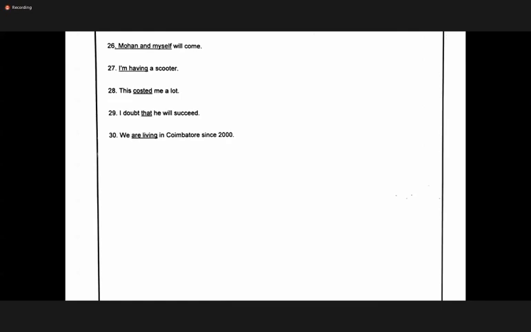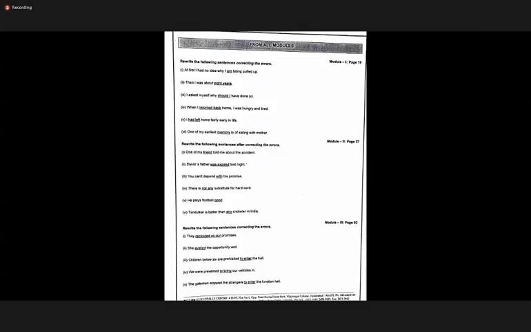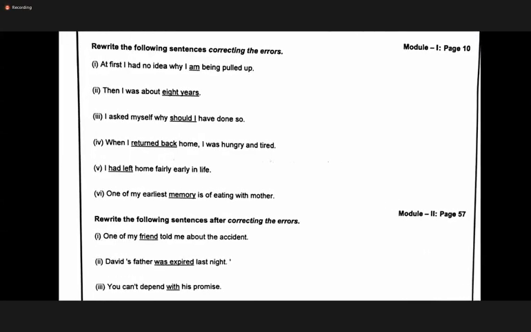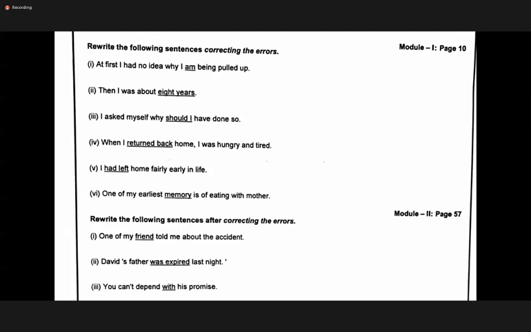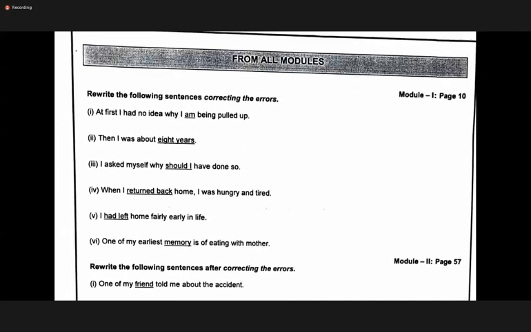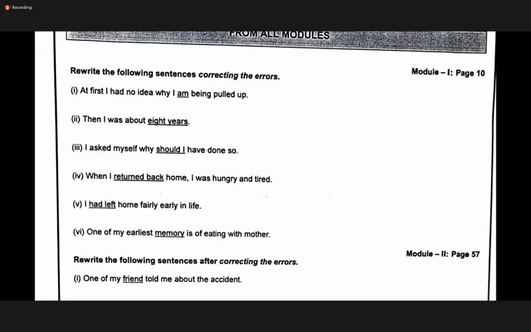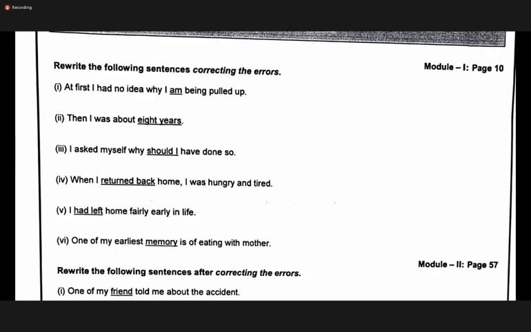And the last, of course, in every module we have one exercise regarding correction of errors. We will go fast. We have already done all these models. The same are repeated here. Module 1, page 10. In 5 modules, we have 5 exercises. Tell me the answers fast.